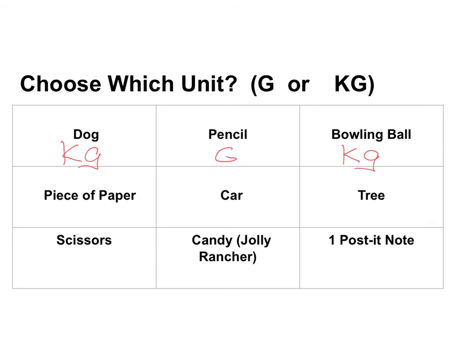You go to the bowling alley, and a lighter bowling ball would be like a 6 or 7 pound bowling ball, which would be 12, 13, 14, 15 kilograms. A heavier bowling ball being about 14, 15, 16 pounds would be anywhere from probably 25 to 30 kilograms. Next row, piece of paper. Grams, very lightweight object.